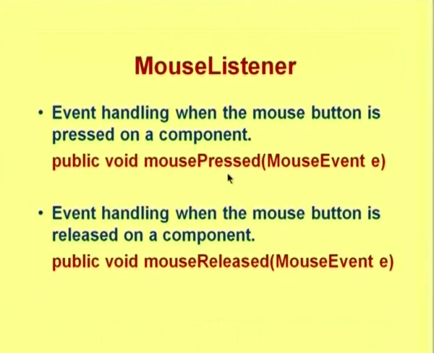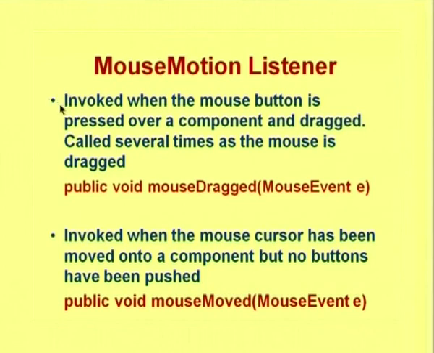Here are the two other methods: mousePressed, which is the method when you press the mouse, and mouseReleased, which is fired when the mouse button is released on a particular component. The event class raised by your environment gives you the information regarding the mouse event that happens. Next is the mouse motion listener.